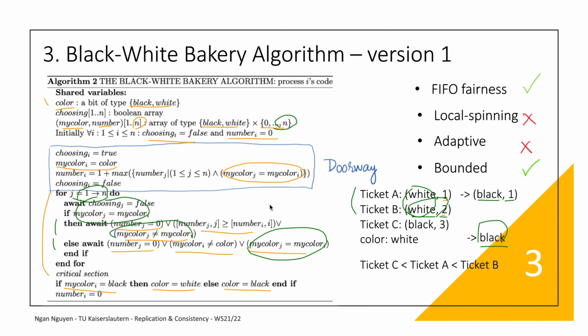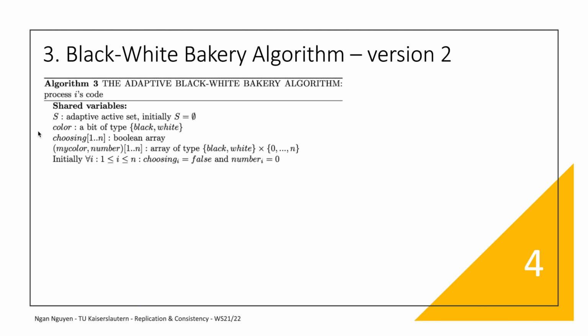However, it is bounded because the number can only have a value up to n. Next, we will consider the adaptive black-white bakery algorithm, which also satisfies adaptive. The adaptive black-white bakery algorithm introduced a new active set called S, which initially has the value empty.